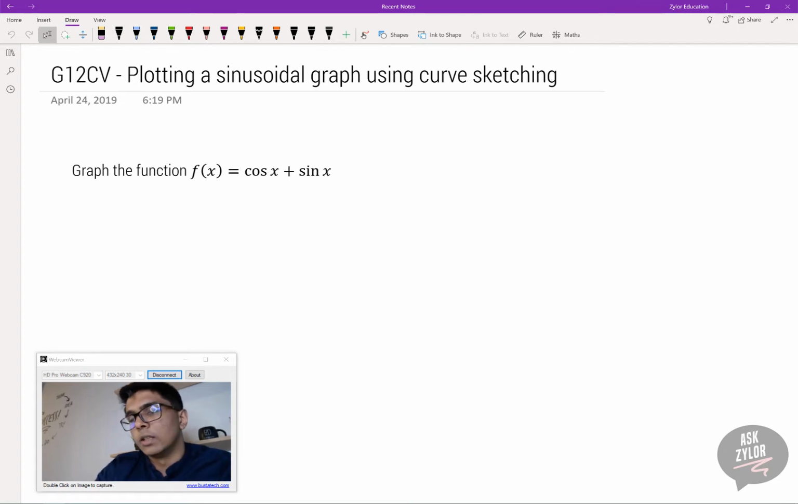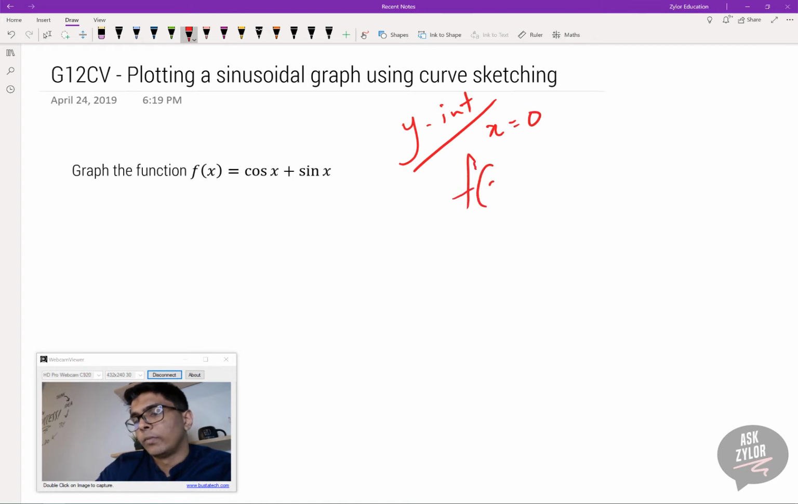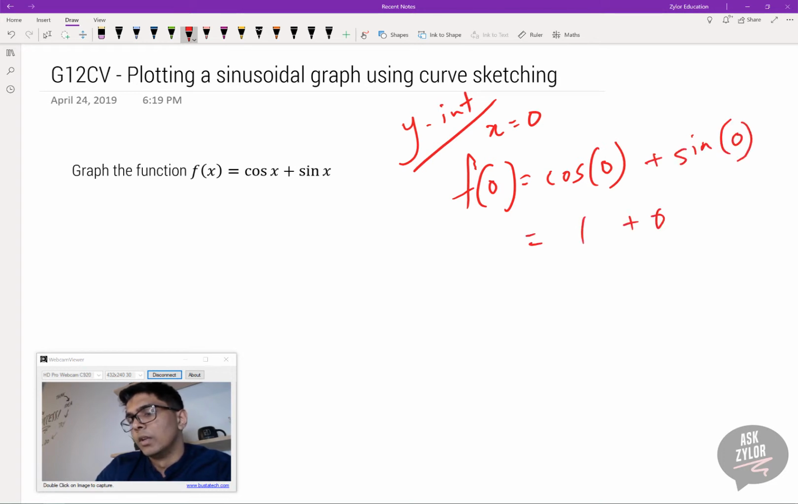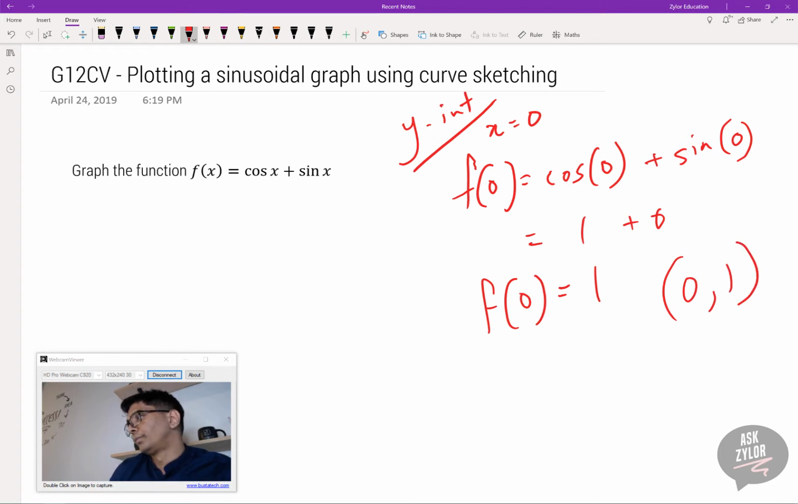So let's go ahead and get the easy points first. So the first one is, where's my y-intercept? So that is when x is equal to 0. So when I plug that in, I get cos of 0 plus sine of 0, which is going to be 1 plus 0. So f of 0 is just going to be 1. So my y-intercept is when my coordinate is (0, 1).